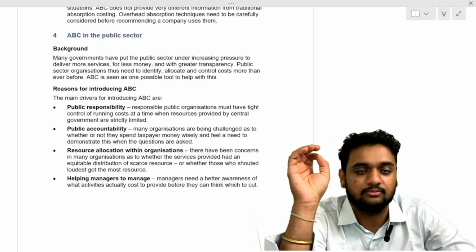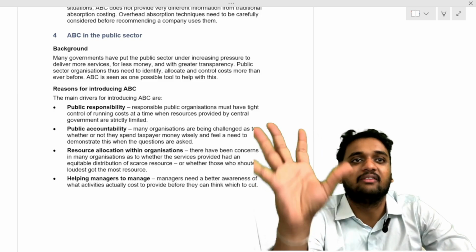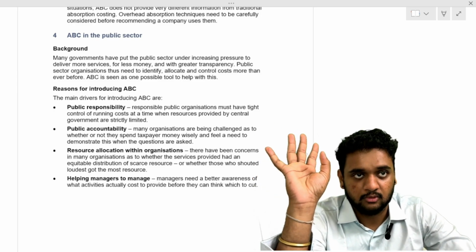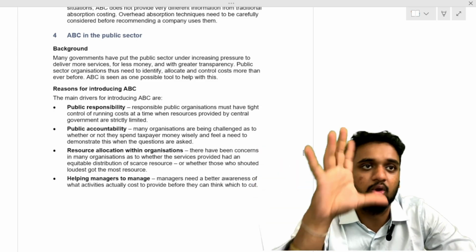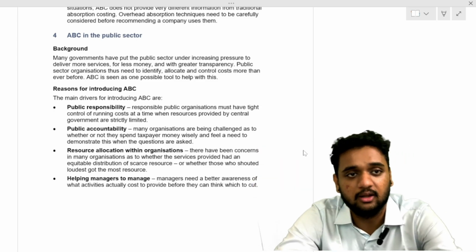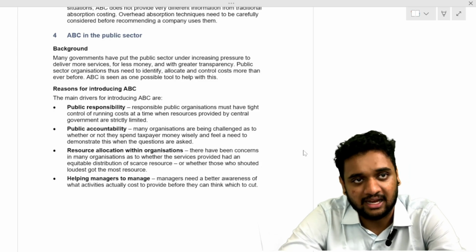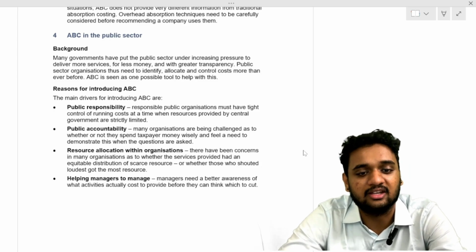Accountability is the same thing. Whether the money is spent wisely or not, we have to see. They are accountable to us. So we have to see whether the money is spent wisely or not. To know that, they have to do ABC costing. Understood? What is the first point? Responsibility. Second, accountability. Third is resource allocation within the organization.